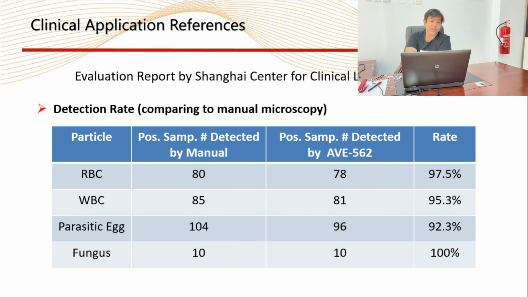Okay, so this is the detection rate. Shanghai Center for Clinical Laboratory, they did the comparison, they did the evaluation of the report. So they found this one, like manually RBC it was 80%, and by the analyzer it was 78%, which means the recovery rate was 97.5%, which is very good. And the WBC 85, and in the analyzer they got 81, which means the percentage of the recovery was 95.3%, and parasitic egg 104, and they got 96, which means 92.3% recovery, and fungus 10 out of 10, which means both got the same results, so 100% results.